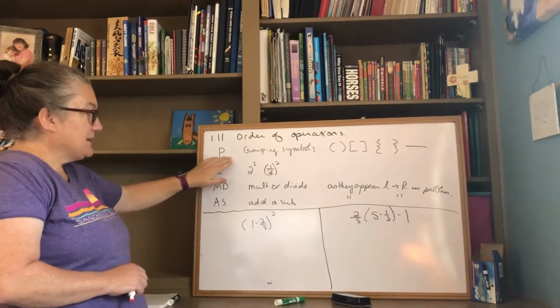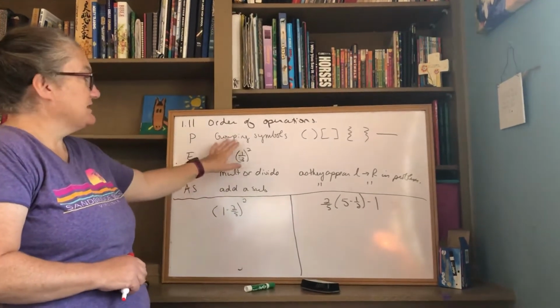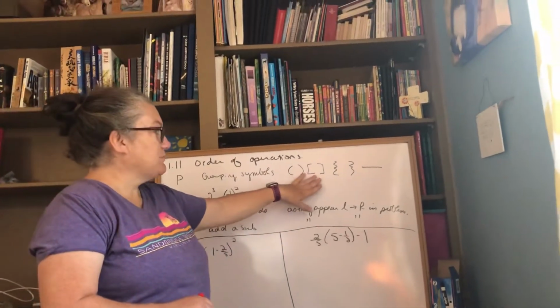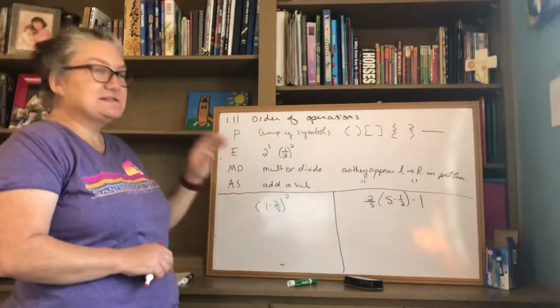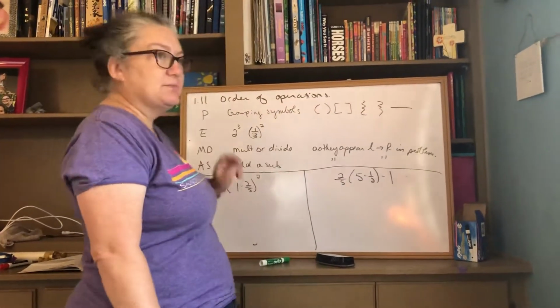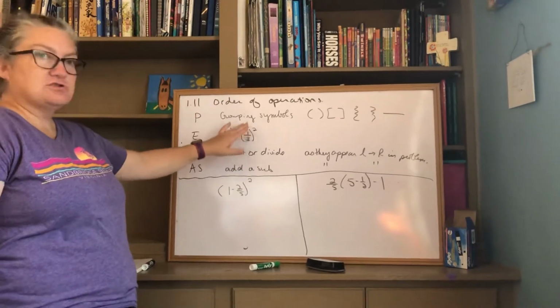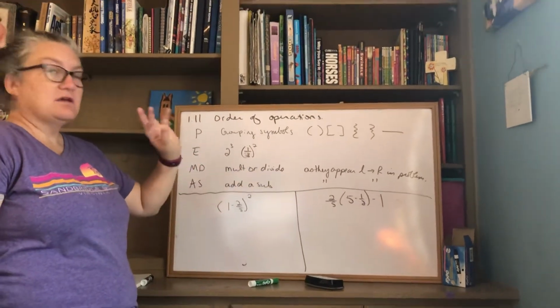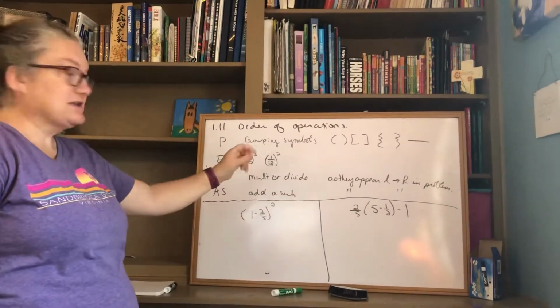The first one is P, which stands for grouping symbols. We use P because of parentheses, but it's all grouping symbols, which are parentheses, brackets, braces, and fraction bars. So that tells us that we need to do what's inside these things first, or what's in top and bottom first. Simplify them. The next is exponents, which is like 2 cubed, 1/3 squared, decimal squared, mixed numbers squared, anything. It could be any kind of exponent.